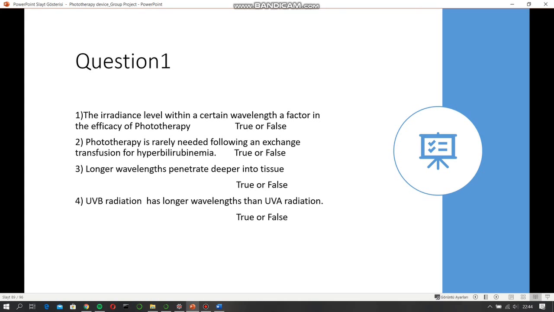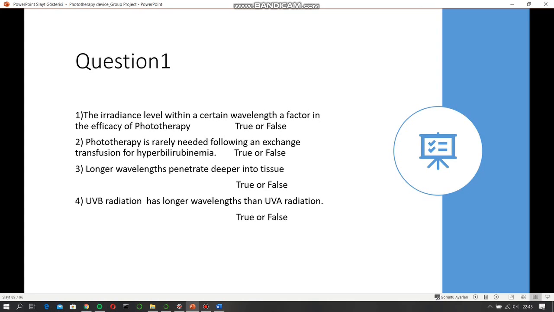Actually, it's true, because the irradiance or the light intensity refers to the number of photons directed or received per square centimeter of exposed photosurface area. And the second one is: phototherapy is rarely needed following an exchange transfusion for hyperbilirubinemia. Actually, this is false, because we really need phototherapy for the treatment of hyperbilirubinemia.